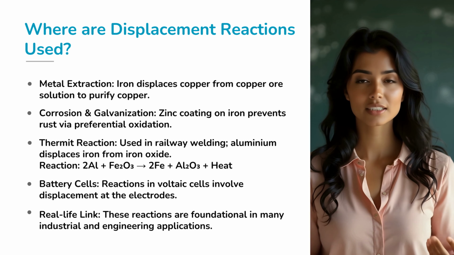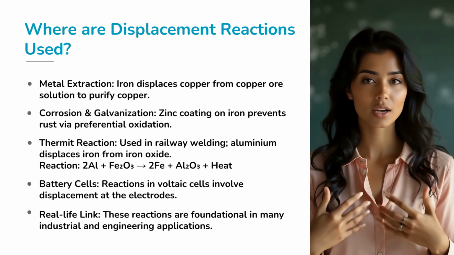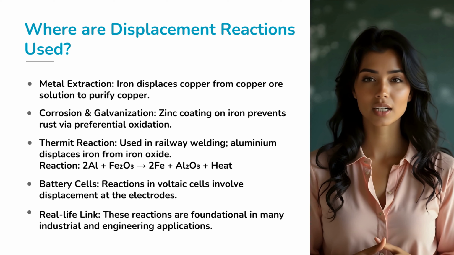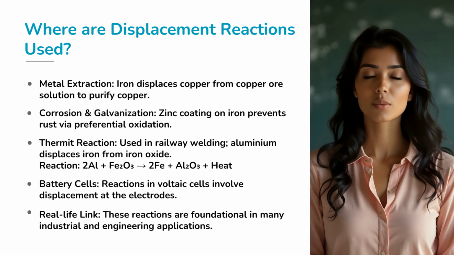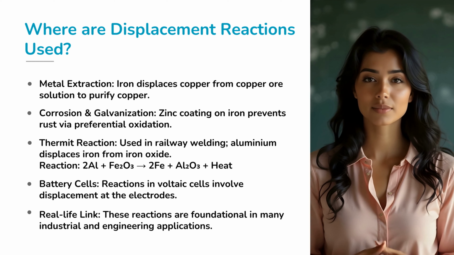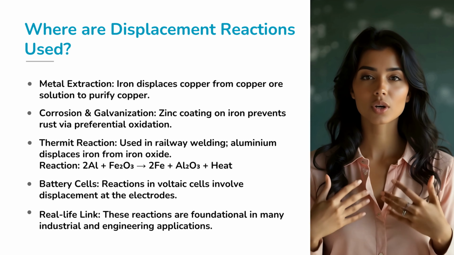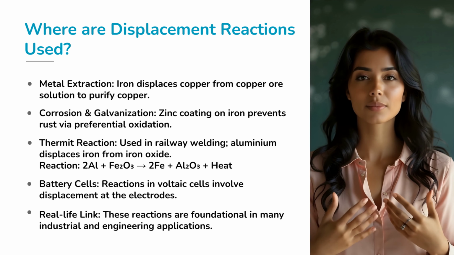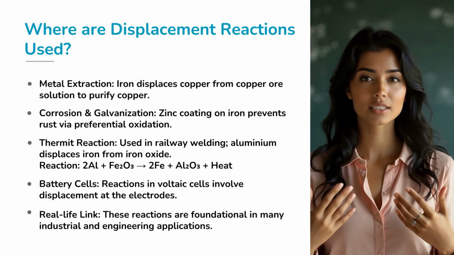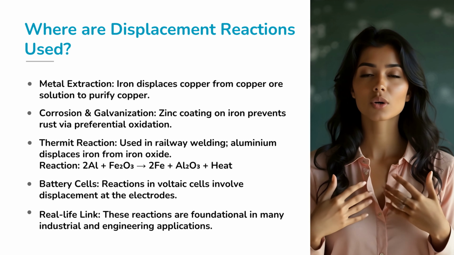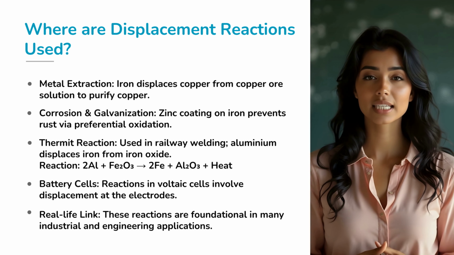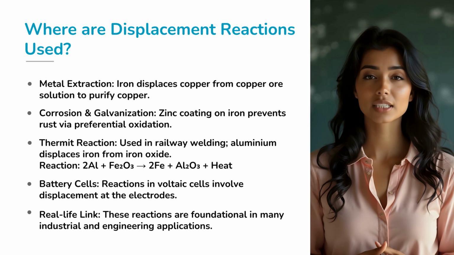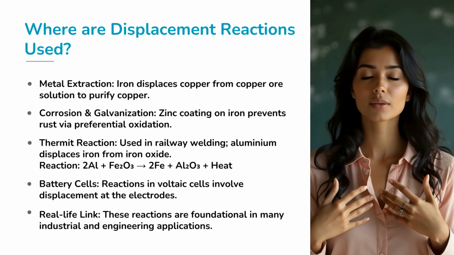One dramatic use is the thermite reaction used in railway track welding. In this reaction, aluminium reacts with iron oxide to form molten iron and aluminium oxide, releasing intense heat. The reaction goes 2Al plus Fe2O3 gives 2Fe plus Al2O3 and heat. You'll also find displacement at work in voltaic cells where redox reactions between metals generate electricity. Clearly, displacement reactions are both scientifically fascinating and practically vital.